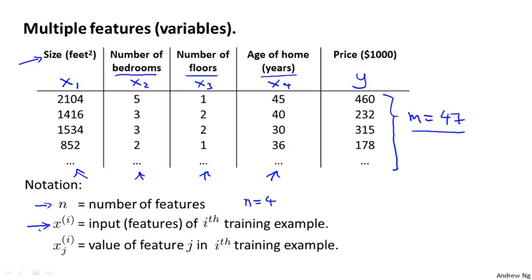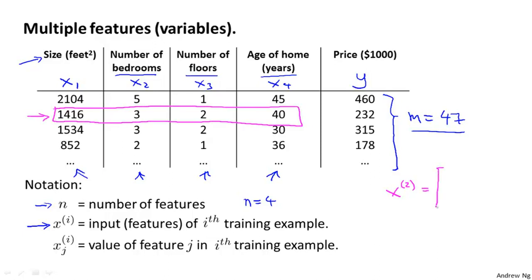As a concrete example, let's say x superscript 2 is going to be a vector of the features for my second training example, and so x superscript 2 here is going to be the vector 1416, 3, 2, 40, since those are my 4 features that I have to try to predict the price of the second house.